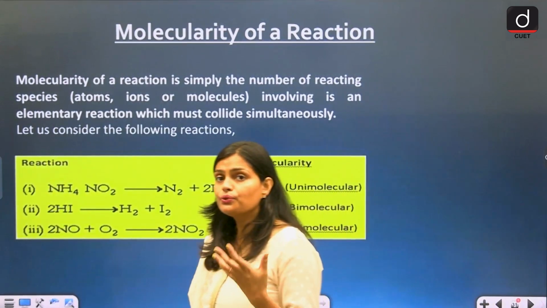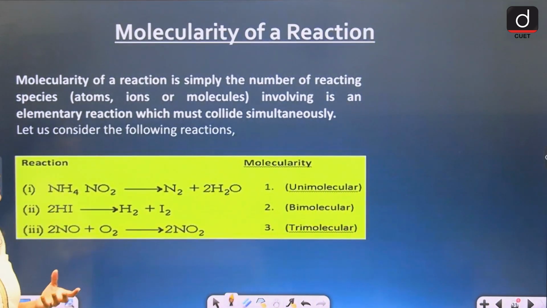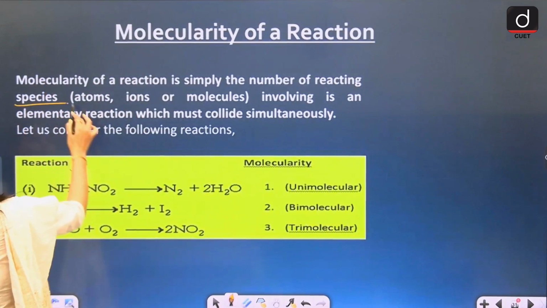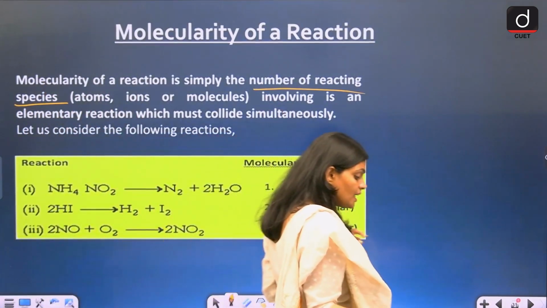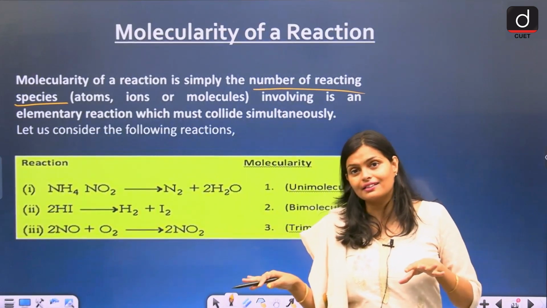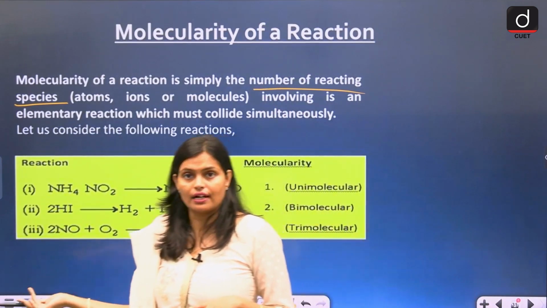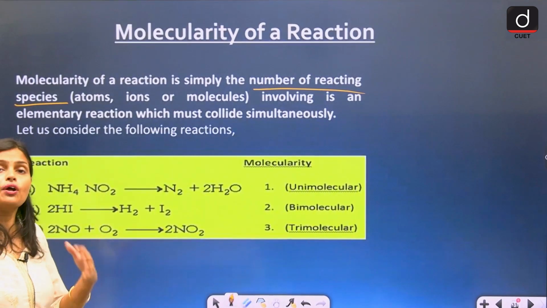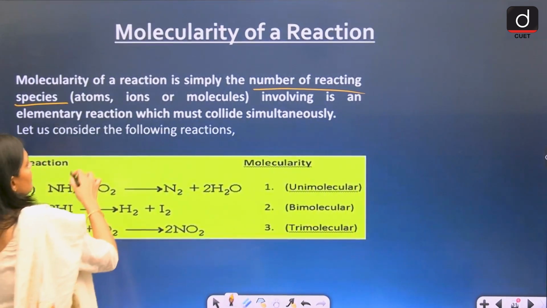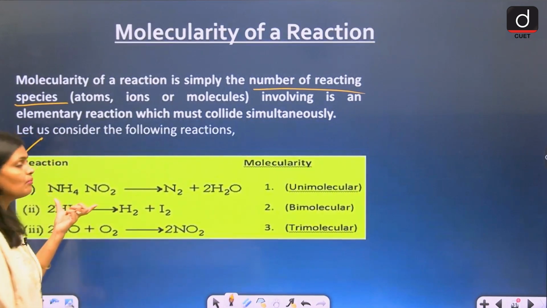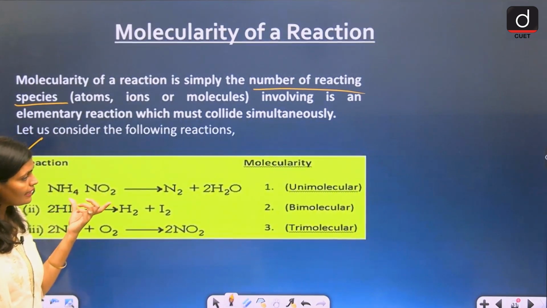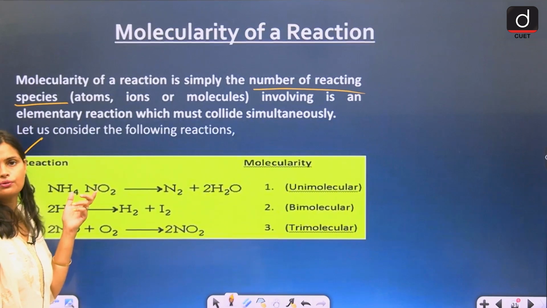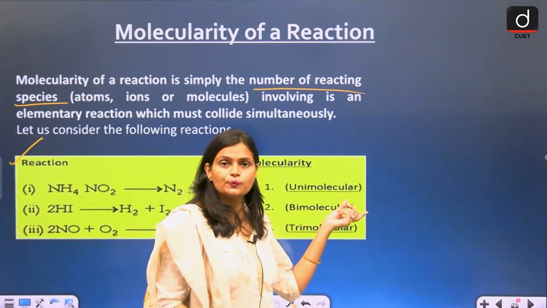Now what is molecularity of a reaction, guys? Molecularity of a reaction is simply the number of reacting species. That is, how many atoms, molecules or ions react to produce a product. That number of molecules, ions or atoms is considered the molecularity of a reaction involving an elementary reaction. Suppose this is ammonium nitrate, which gives you N2 plus H2O. Only one molecule of ammonium nitrate reacts here, na. So this reaction is unimolecular.